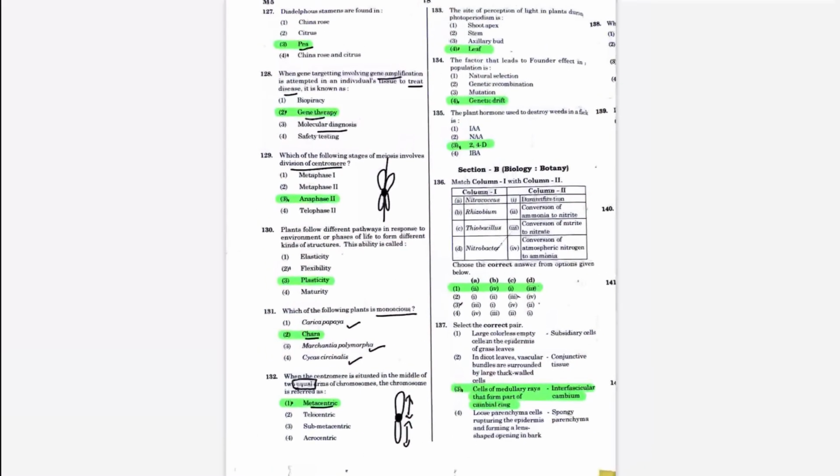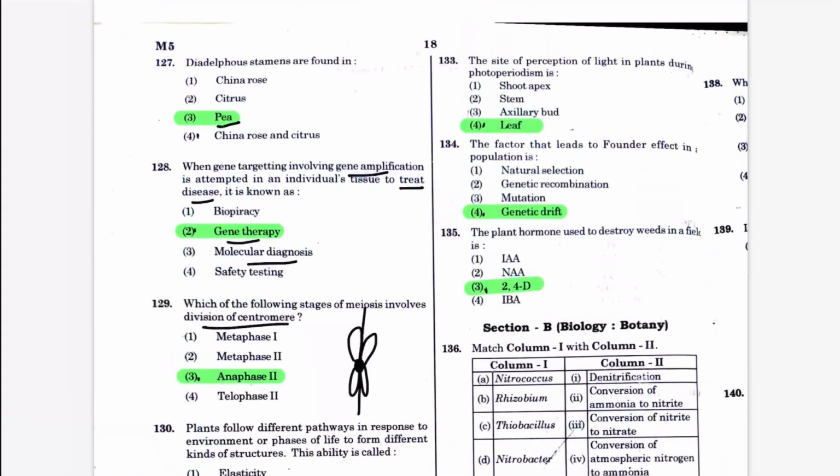Okay, and next question, 133, the site of perception of light in plants during photoperiodism. So that is the leaf. Whenever sunlight falls on the leaf, this leaf will act as the site of perception and it will involve photoperiodism, whether it is short day plants or long day plants, the light is absorbed first by the leaf only, right? Okay, so 134, the factor that leads to the founder's effect in a population is genetic drift. As we all know, genetic drift will take place in a very small population.